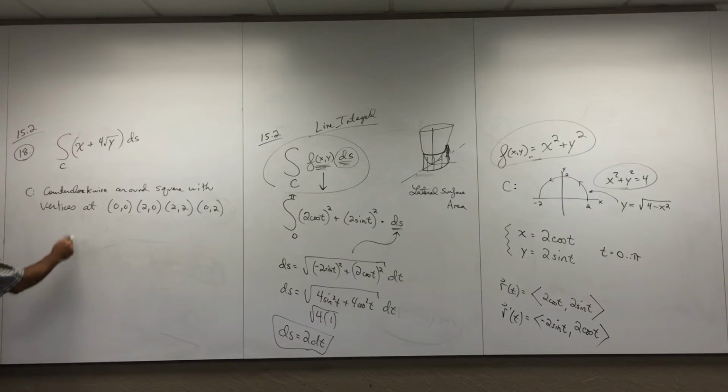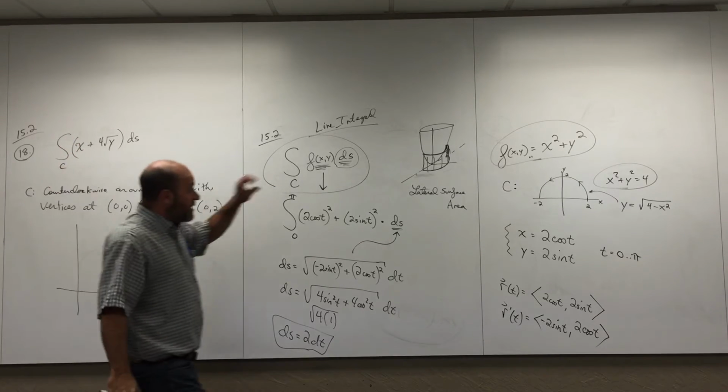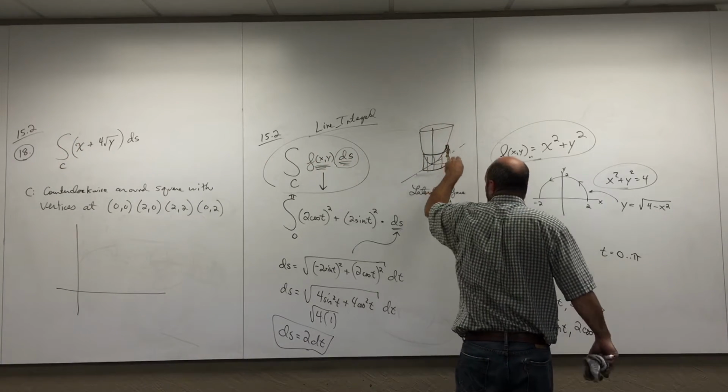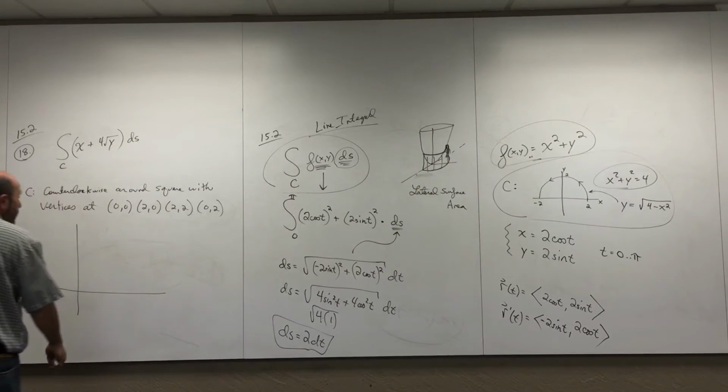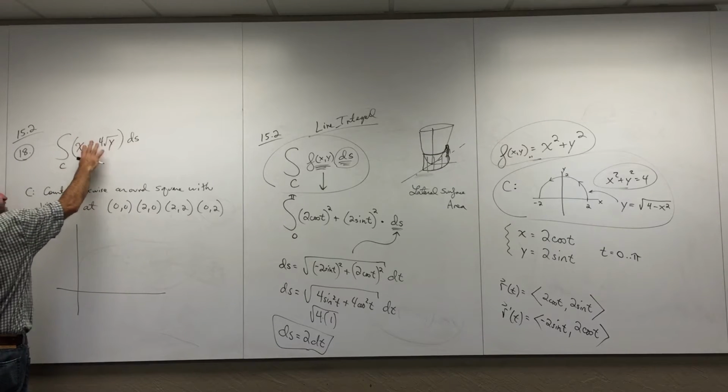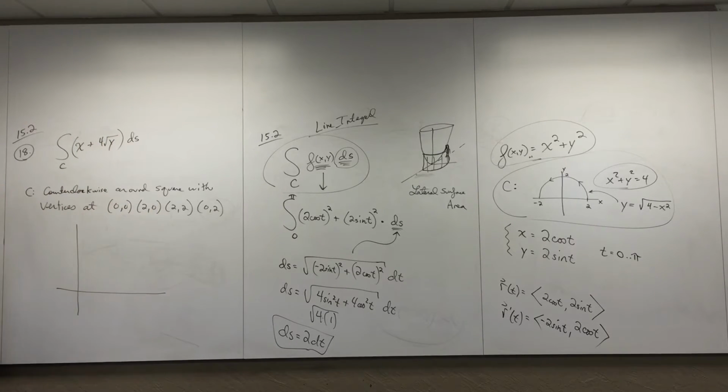Let's draw. I need a picture of this. What I don't really need a picture of is the 3D shape. I am integrating some 3D shape over some curve in the XY plane. The curve is actually a square that goes from 0, 0 to 2, 0 to 2, 2 to 0, 2 and back. Counterclockwise, they said. So here's my curve. I'm integrating along this curve.